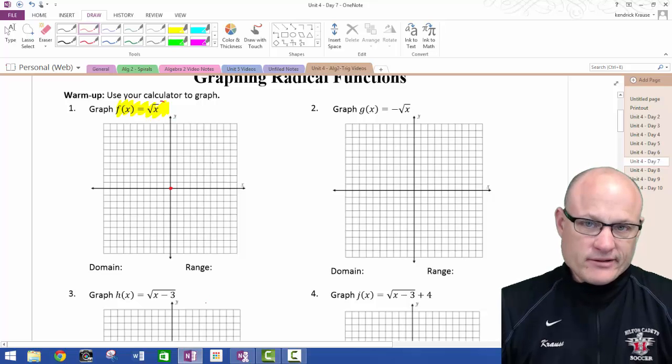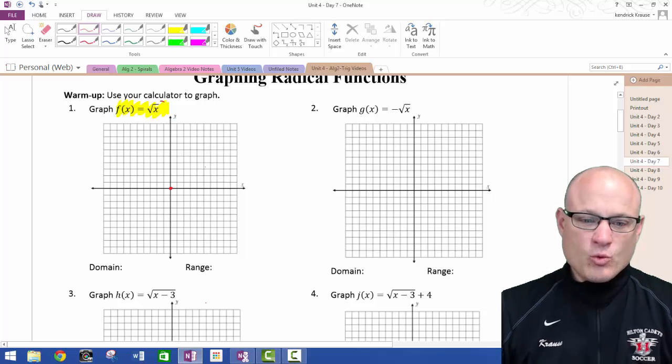Well, let's just plot the ones we know. We know what the square root of 0 is. It's 0. If I take an x value of 1 right here, my y value is the square root of 1, which is just 1. Now, I could do 2. I could do 3. But I don't know what those square roots are, so I'm not going to do those.